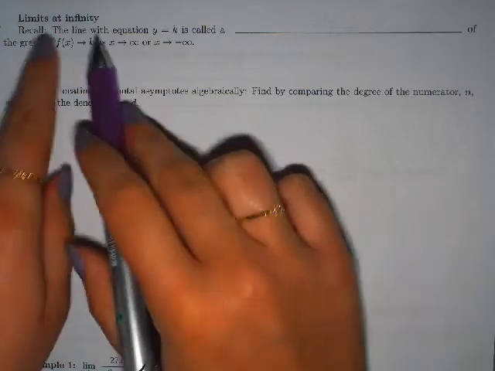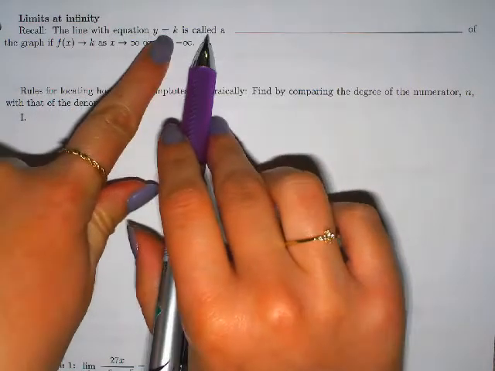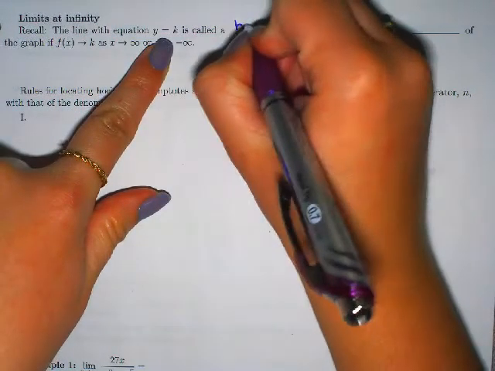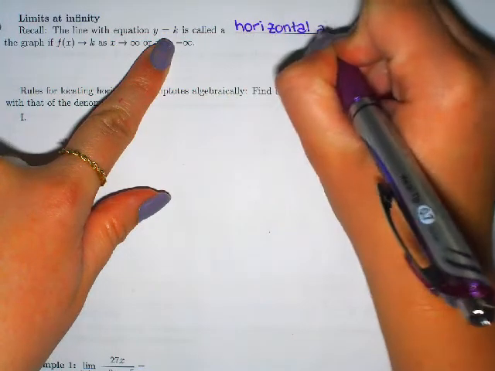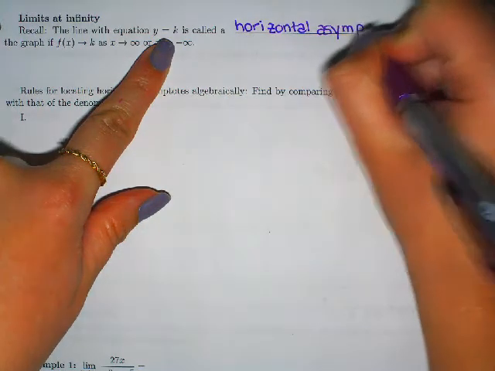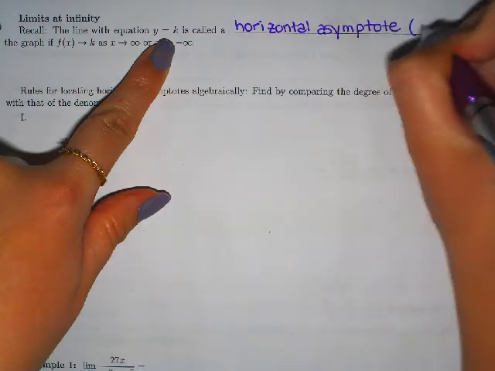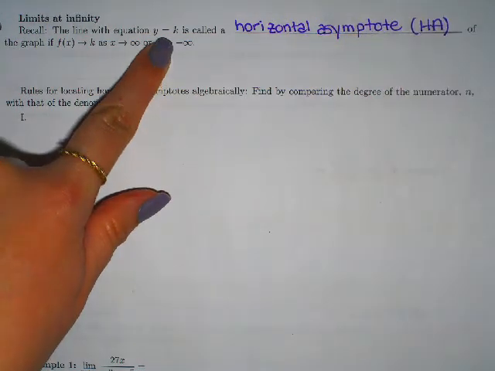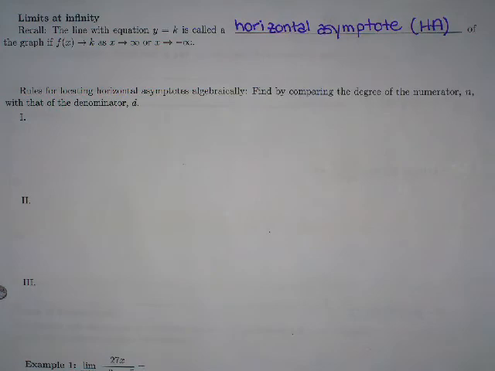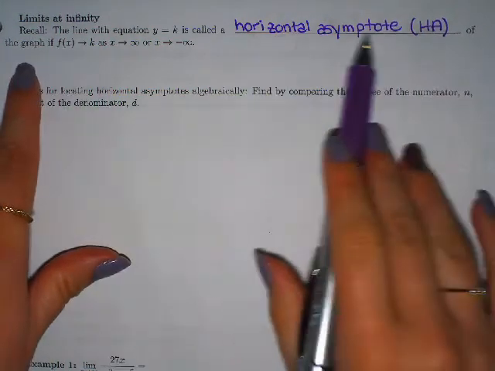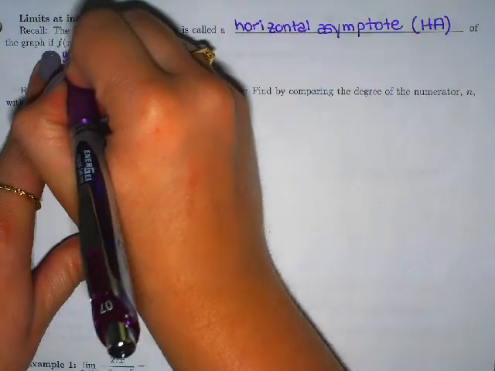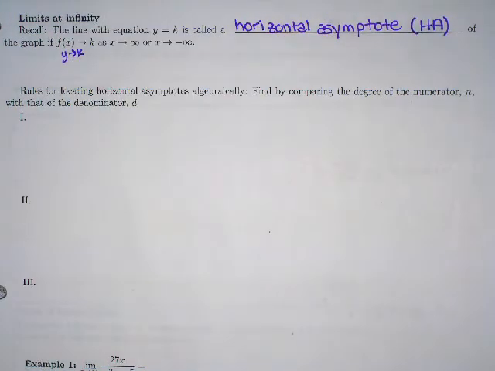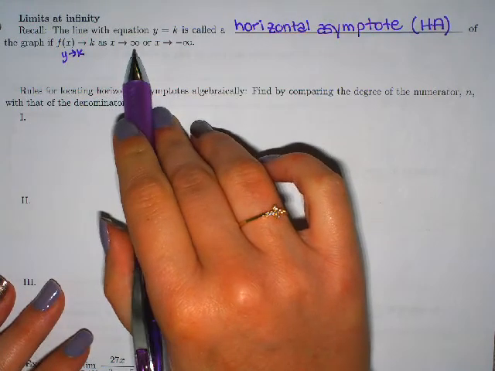picture. So we just want to recall from algebra that the line y equals k is called a horizontal asymptote. Horizontal. And then the awful asymptote, A-S-Y-M-P-T-O-T. Horizontal asymptote, which I'm rightfully going to just write as HA most of the time. It's like a vertical asymptote, but oriented this way instead of a vertical way. So it's a horizontal asymptote of the graph if f of x is going to k, which is really the y value, is going to a certain number, not going up to infinity or down to negative infinity, as x is going to infinity or negative infinity.